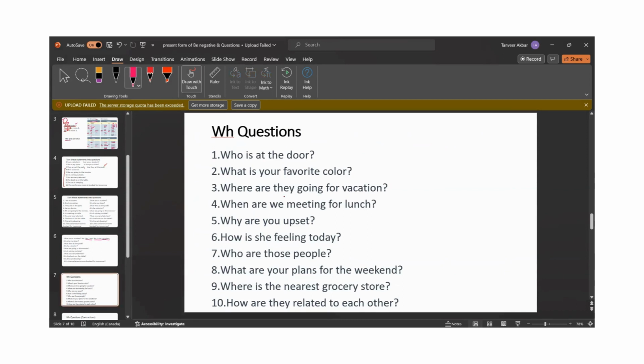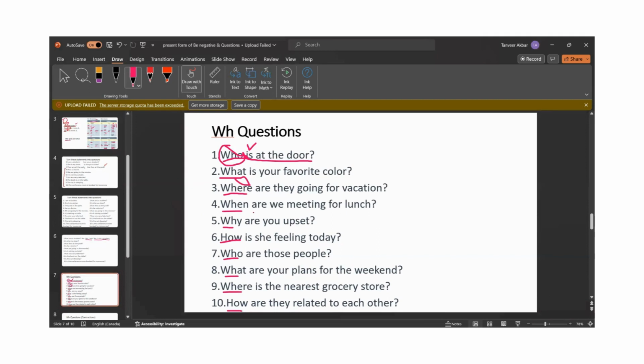WH question. Here is a WH question. The first one. Notice this. Who is at the door? Who is at the door? Notice that we have WH word before the form of be. Who is at the door? In this case, you notice the question starts with what. Here it starts with where, when, why, how, who, what, where, and how.